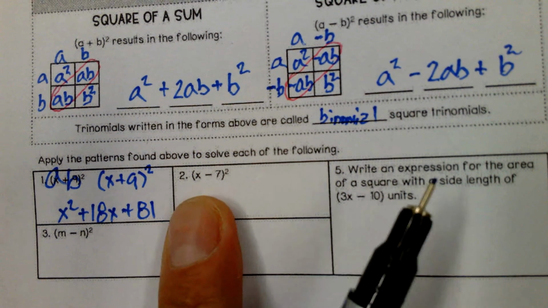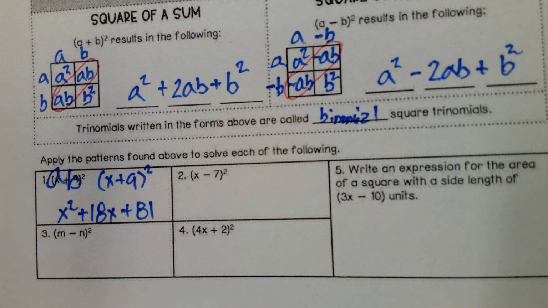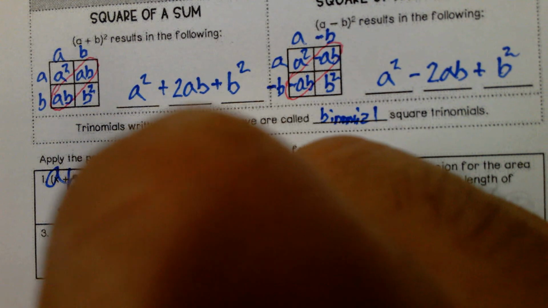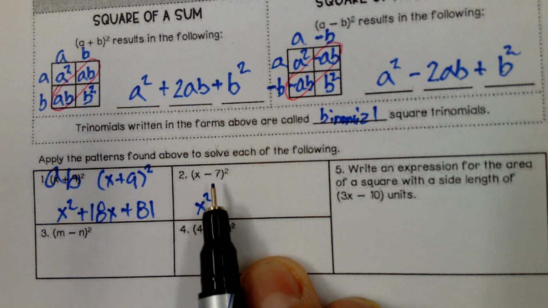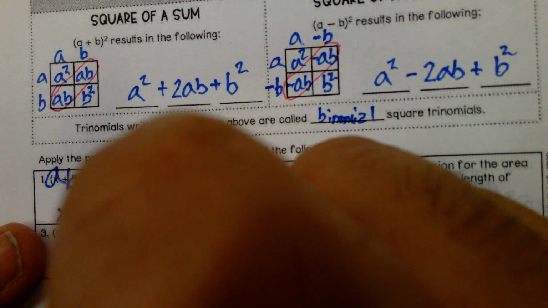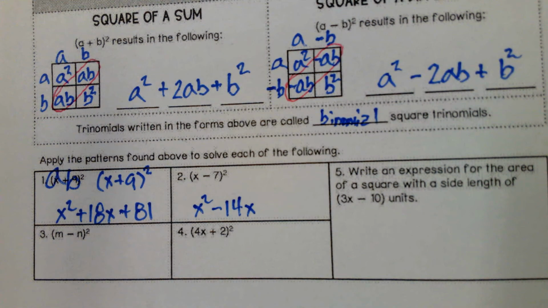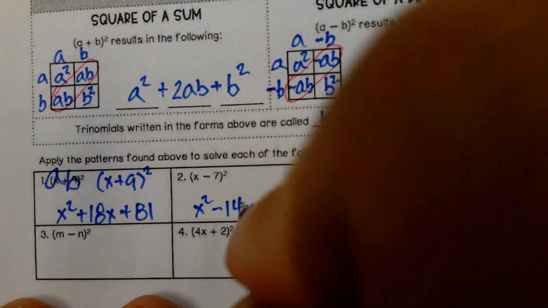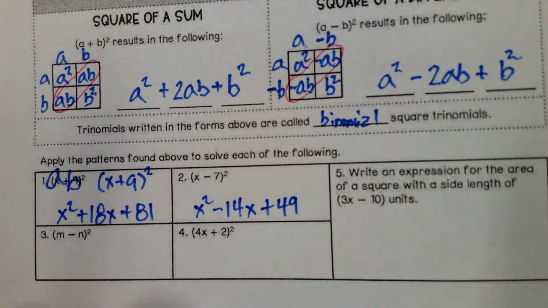Let's try this one. Your a is x, your b is negative 7. So what's our first term? X squared. Again, multiply these together and then multiply by 2. Negative 14x. And then you take negative 7 and you square it. Plus 49.